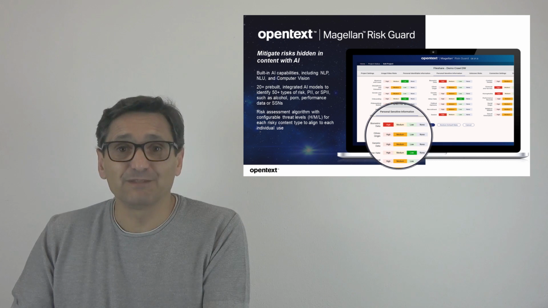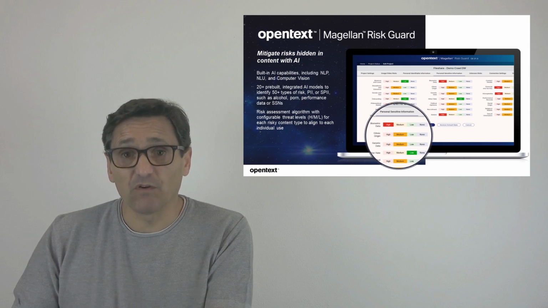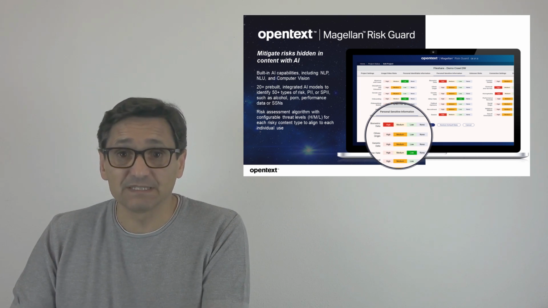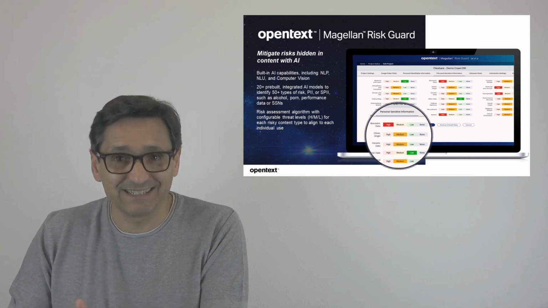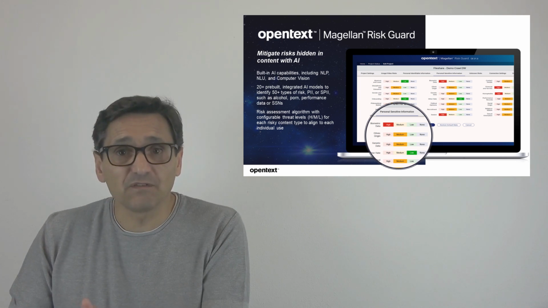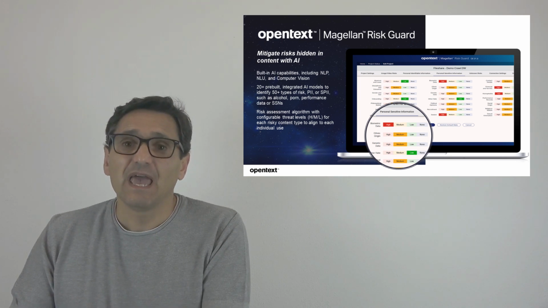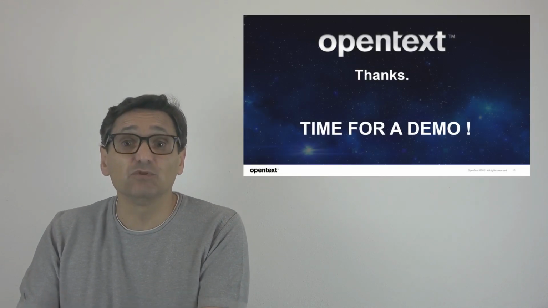Well, we can utilize technologies like the one that we are presenting today. Magellan Risk Guard from OpenText is capable of mitigating the risk hidden in content by leveraging intelligent technologies and artificial intelligence related technologies. Natural language processing, in fact, is one of the artificial intelligence technologies and is capable of doing a semantic analysis of the content and therefore identifying all those elements that could potentially represent a risk for your business.